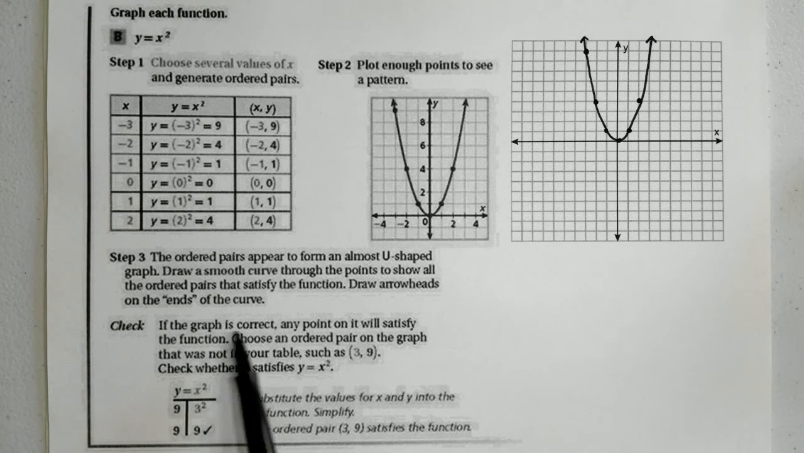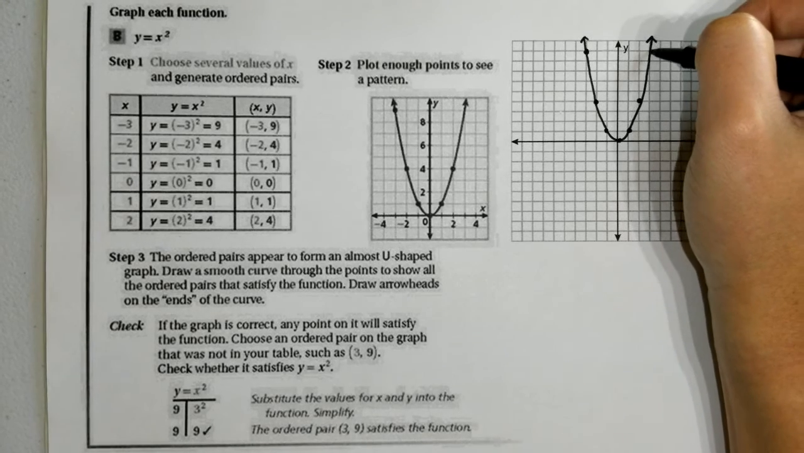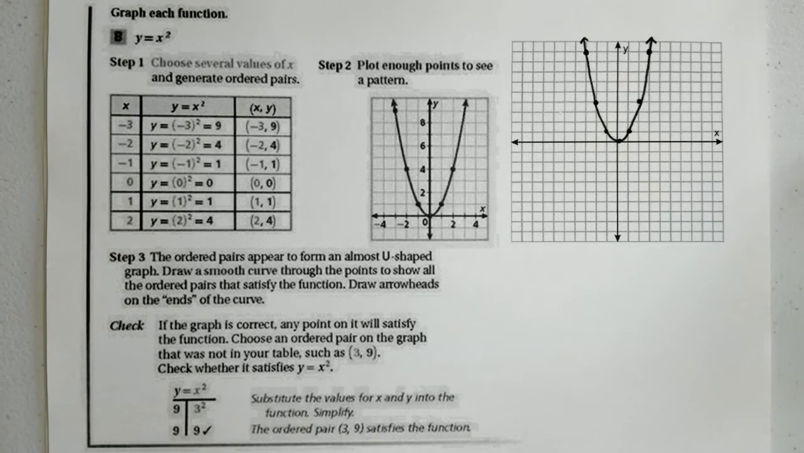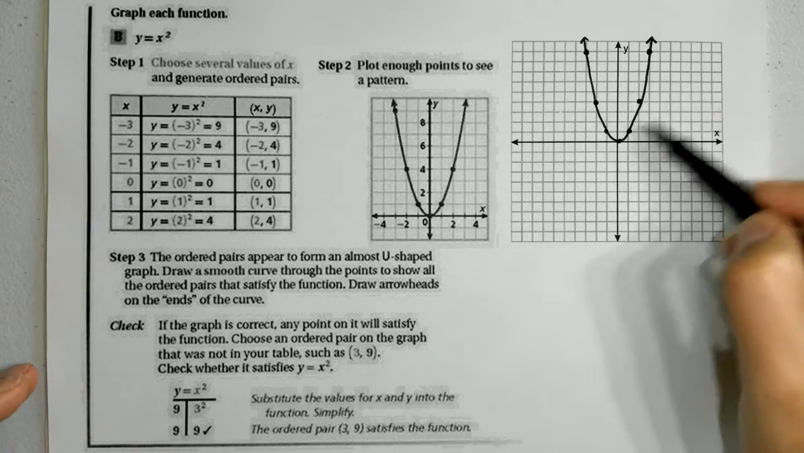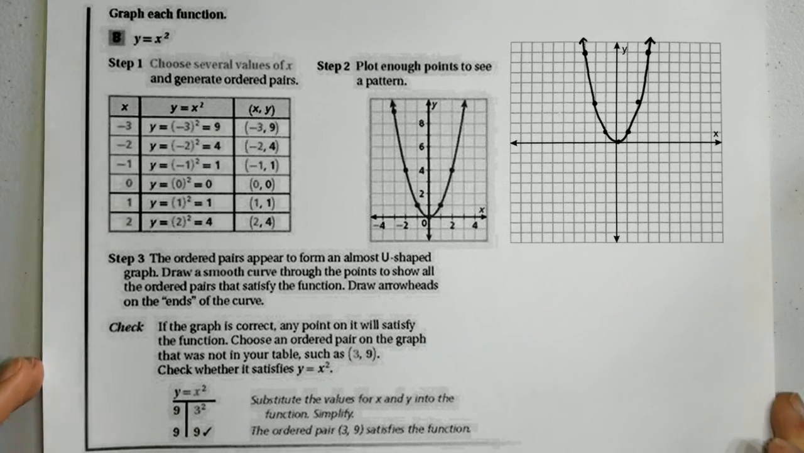So if the graph is correct, any point on it will satisfy the function. You can check by choosing an ordered pair on the graph that was not on your table, such as 3, 9. So here we go right through 3, 9, so you can check that. Is 3 squared equal to 9? Yes, it is. So that would be a good way to check if your graph looks great.